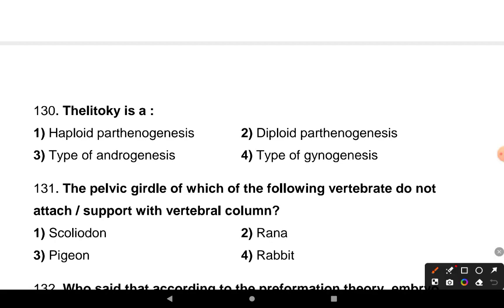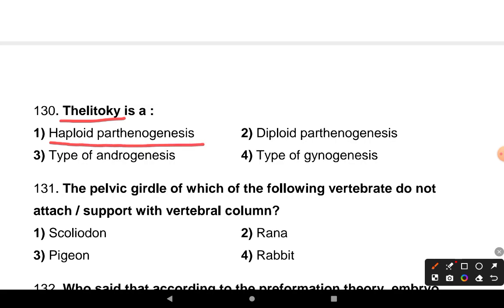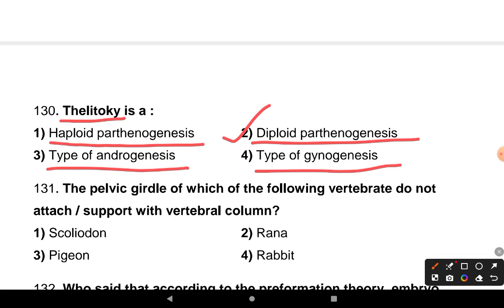Our next question is, Thelytoky is a haploid parthenogenesis, diploid parthenogenesis, type of androgenesis, type of gynogenesis. The correct answer is option 2. Thelytoky is diploid parthenogenesis.